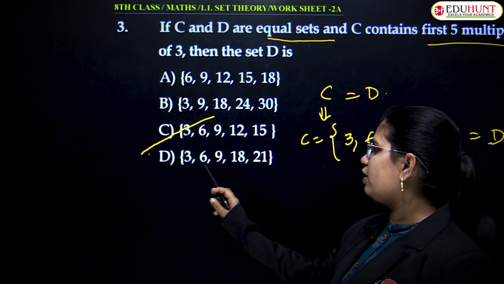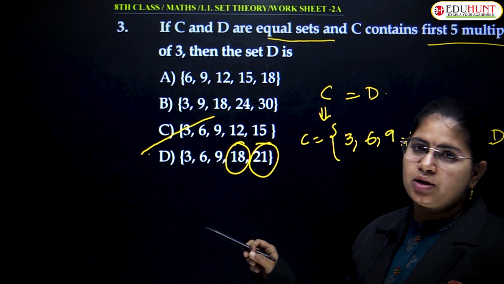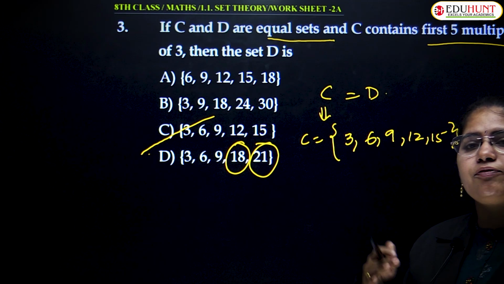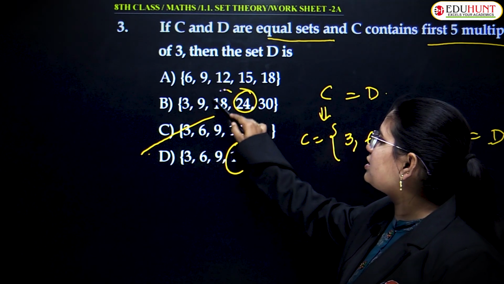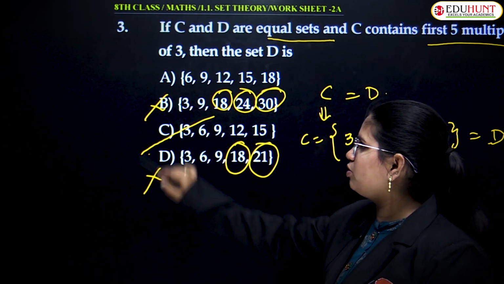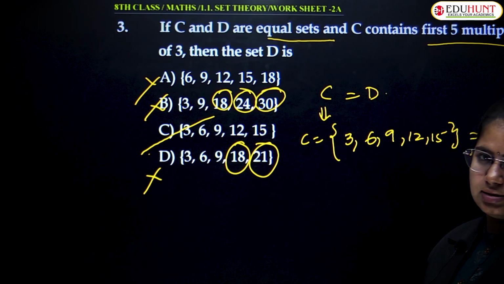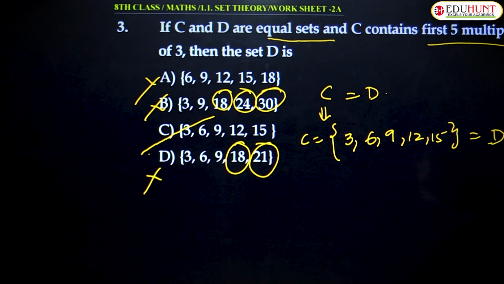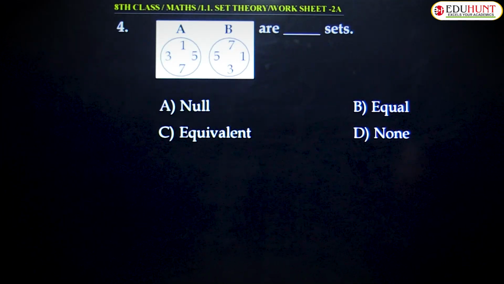Whereas in the second option, it is the 6th multiple and this is the 7th multiple. But in the question they gave the first 5 multiples of 3, right? Whereas this is the 8th multiple, 6th multiple, 10th multiple. So this is not an option, this is not an option, even this is not an option. So option C will be the correct answer. I hope I am clear with this question. Can I get to the next one? Chalo.